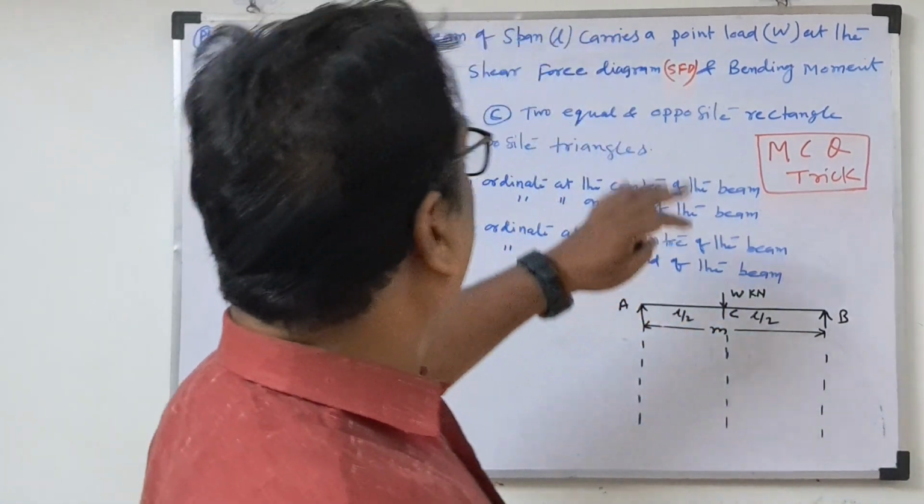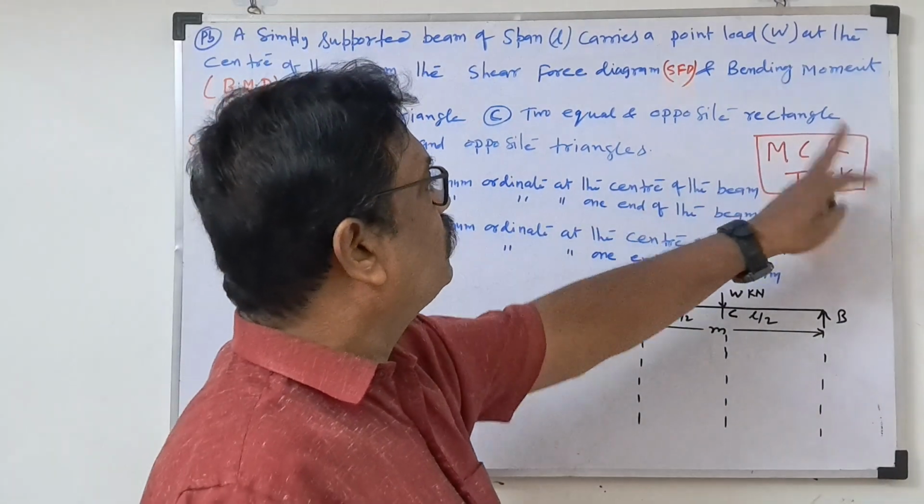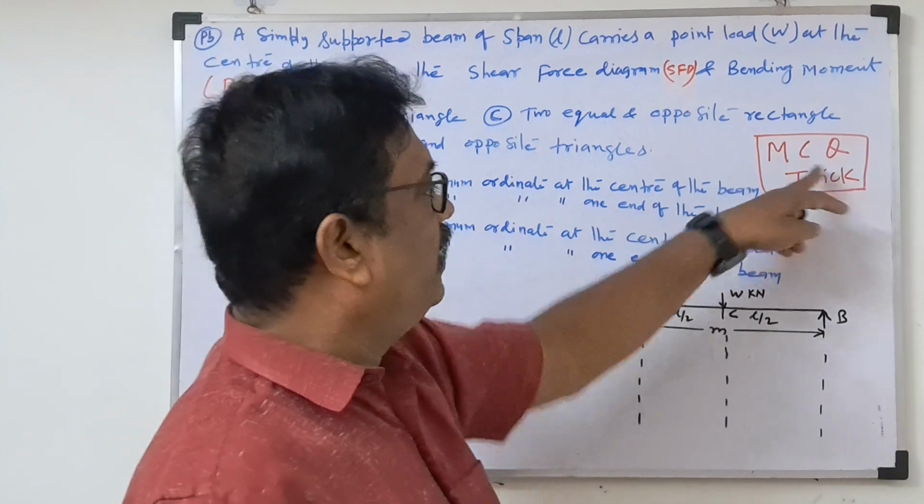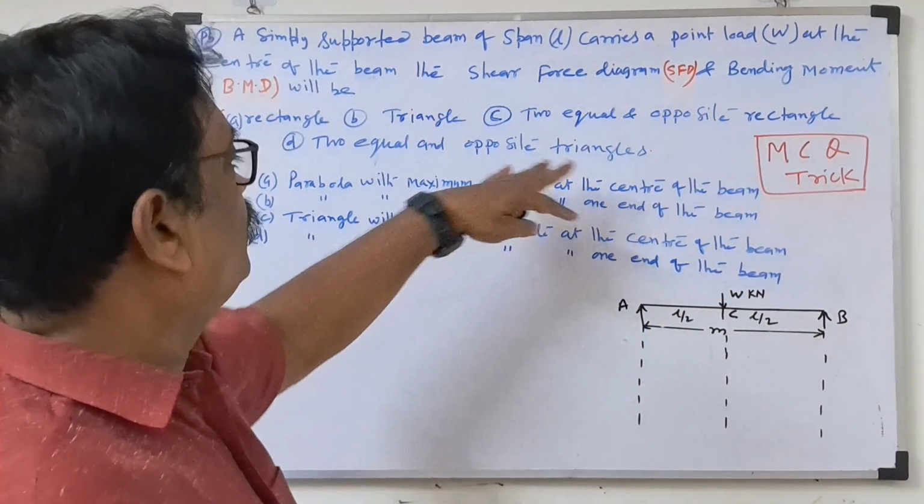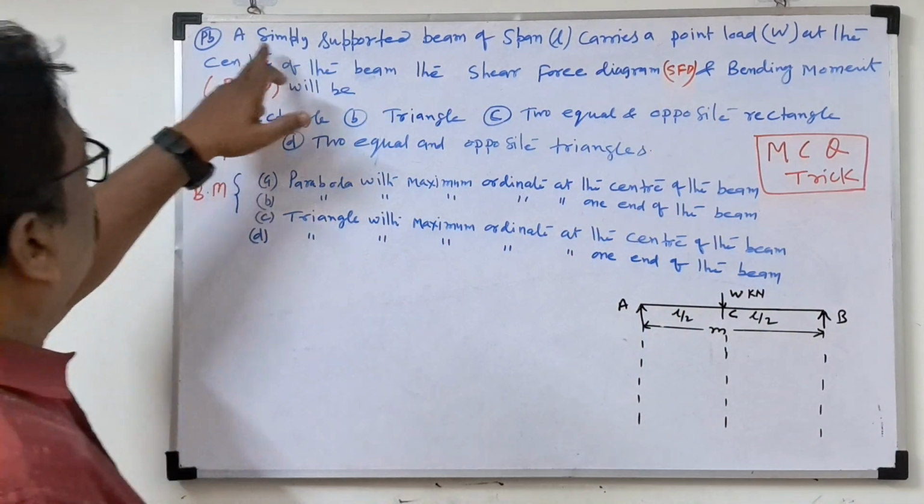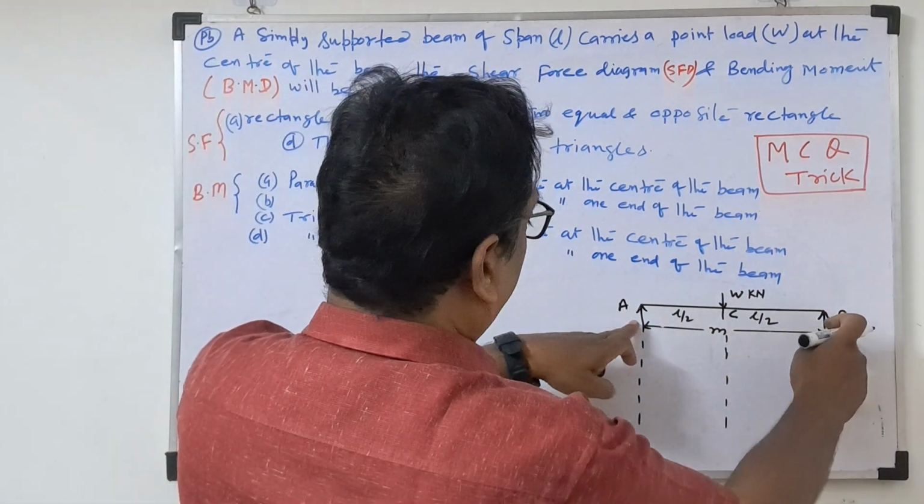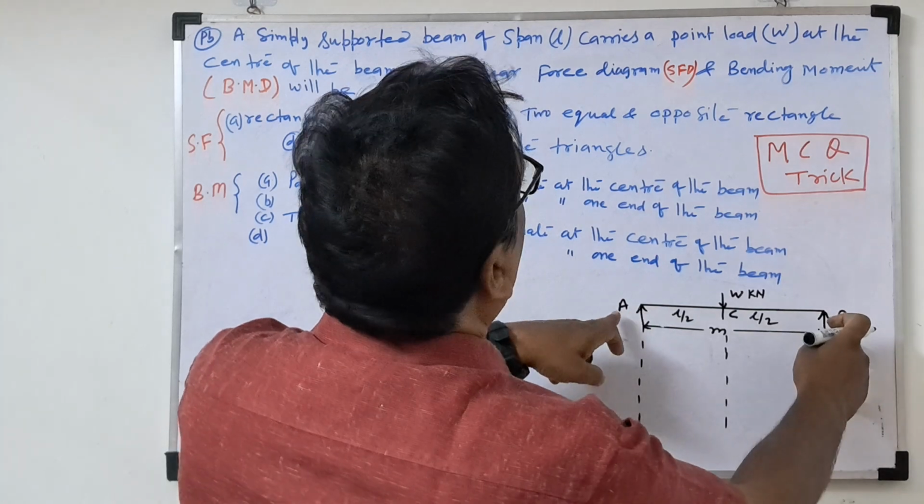Today I am going to solve the MCQ questions for the simply supported beam carrying a point load. This is the MCQ trick. So MCQ questions like this they will ask. How will they ask? A simply supported beam of a span L. Suppose AB is a beam and simply supported at points A and B.